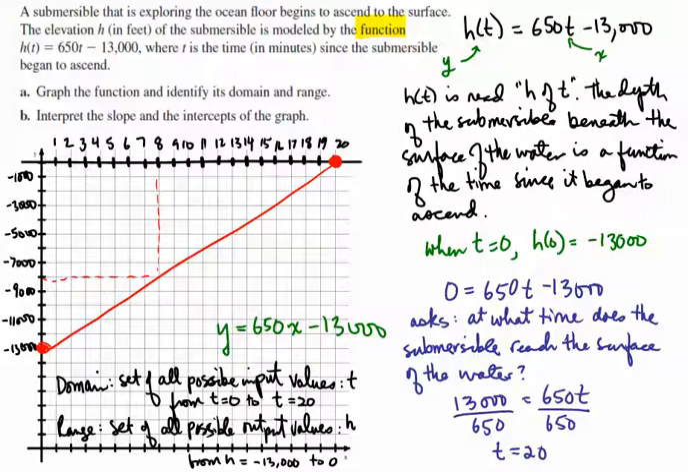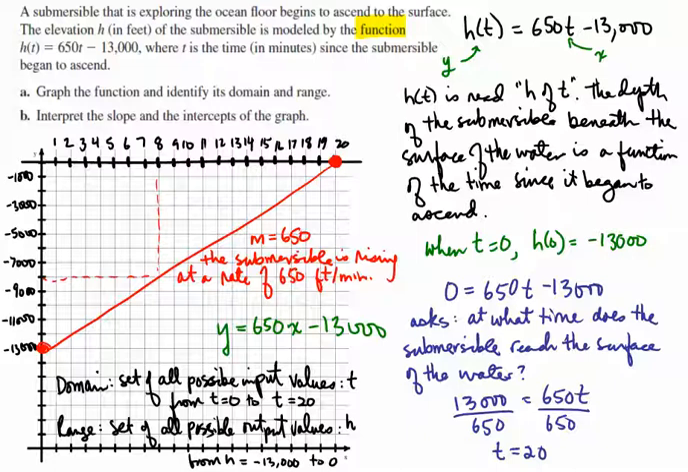The next thing this asks for is to interpret the slope. Well, looking at our equation, if we saw this as y is equal to 650x minus 13,000, the slope is equal to 650. And what does that mean in this case? It means that the submersible is rising at a rate of 650 feet per second. Sorry, that's 650 feet per minute. So the slope actually means something here. That's how fast the submersible is heading toward the surface of the water.